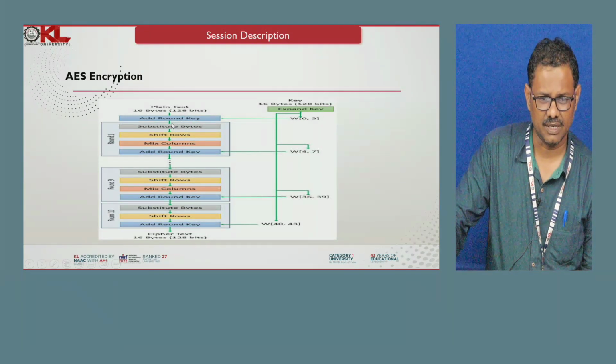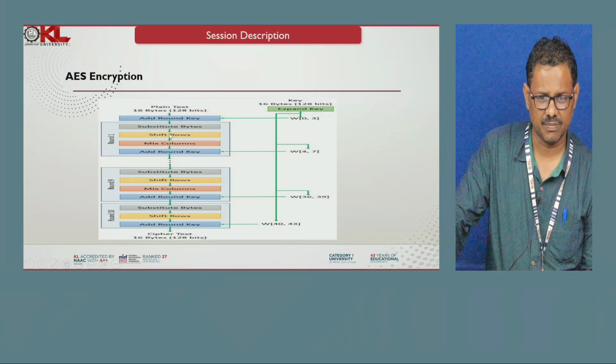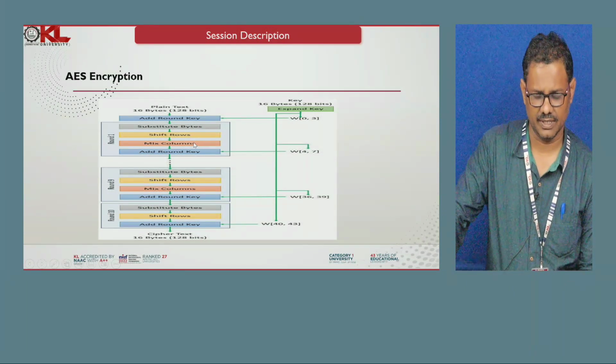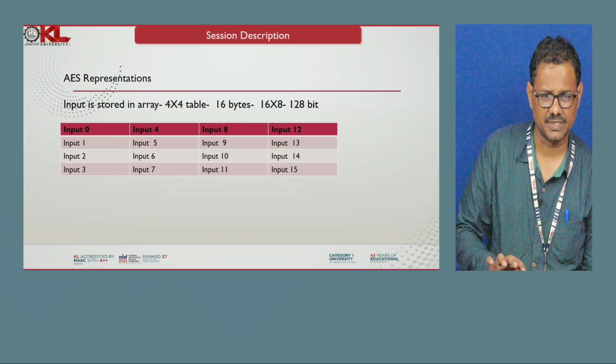We are getting the output of add round key, which is applied to substitute bytes. The output of substitute bytes is applied to the shift rows. The output of shift rows is applied to mix columns. The output of mix columns is applied to add round key. This is our round 1. In a similar way we are applying 10 rounds, but in the 10th round mix columns is missing. We are not applying the mix column operation.